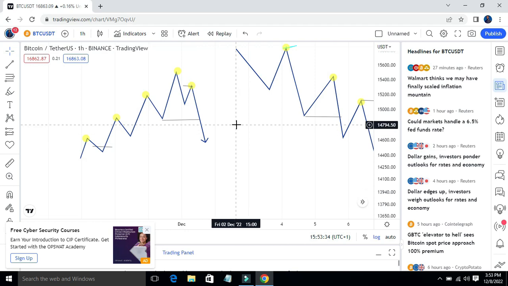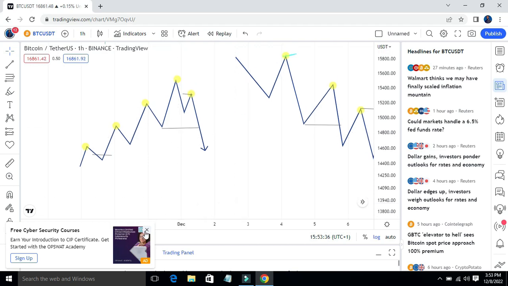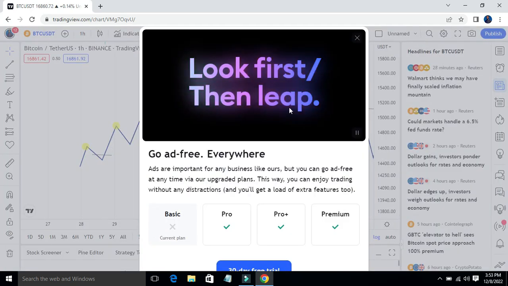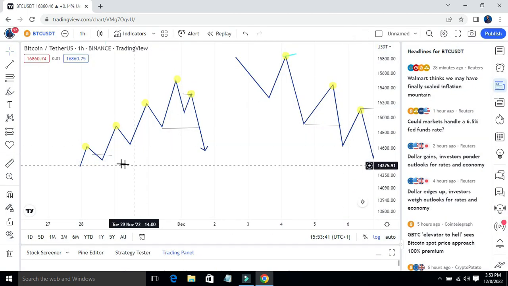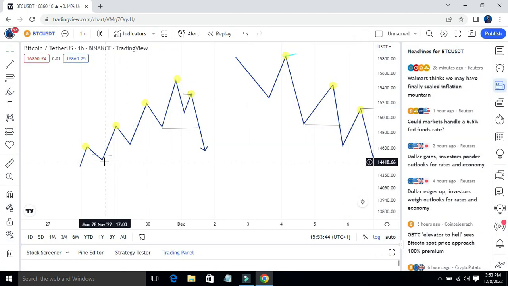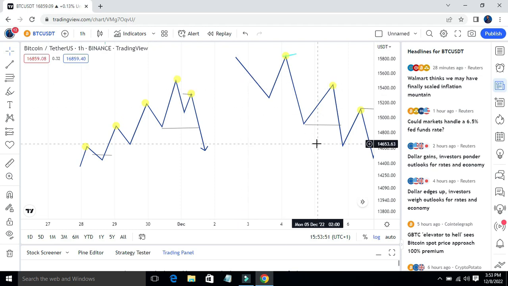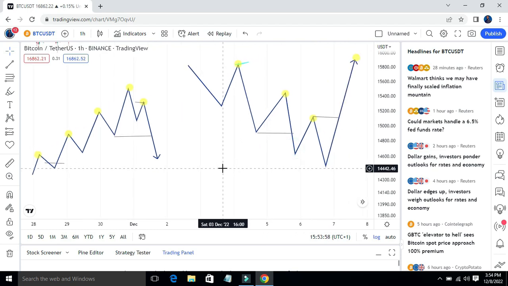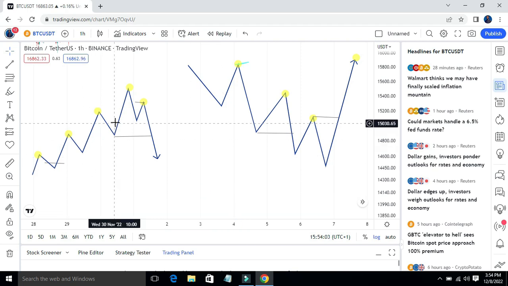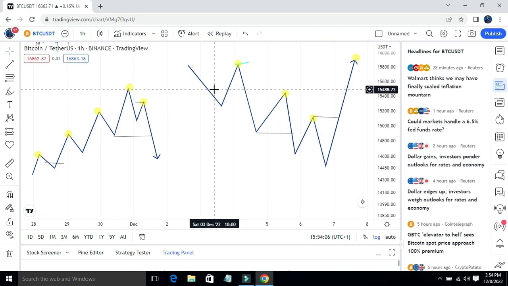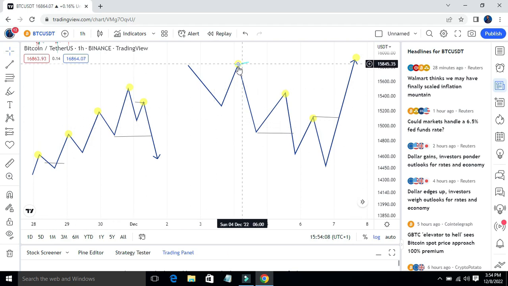So for the recap, before we go into the last chart to show you how it plays, the market is made up of two major structures. One is the uptrend, and the other one is the downtrend. Okay, so in an uptrend we get higher highs and higher lows, while in a downtrend we get lower lows and lower highs. Uptrend we get higher highs and higher lows. Downtrend we get lower highs and lower lows.